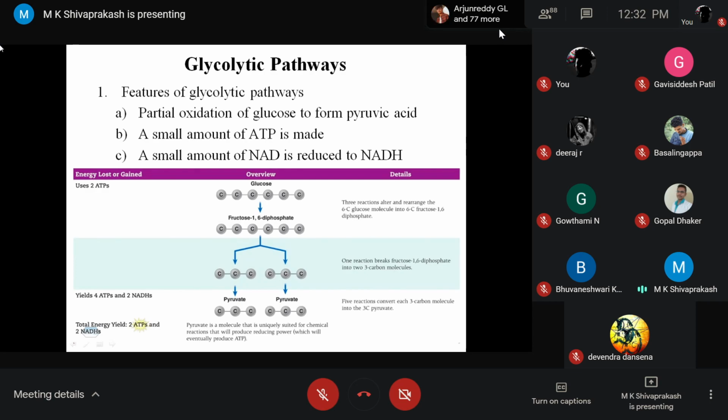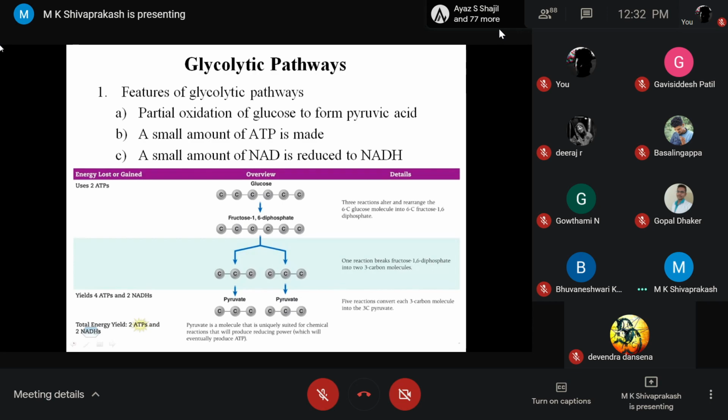So in this case, of course, you are aware, we have discussed in theory class the glycolytic pathway in the catabolic reactions. You come across two important pathways. The first one is the glycolytic pathway. The second one is the TCA cycle or citric acid cycle. The first one, glycolytic pathway.